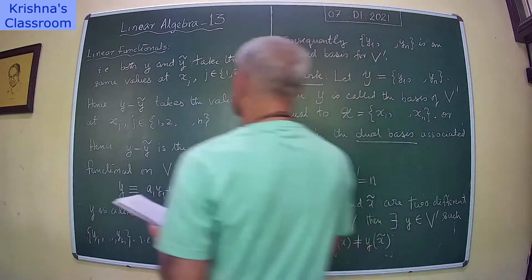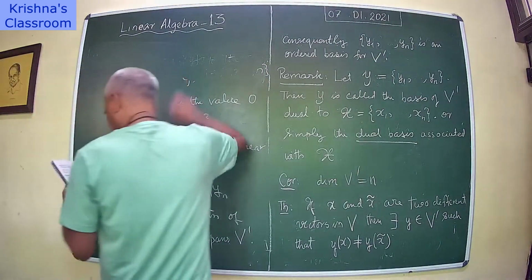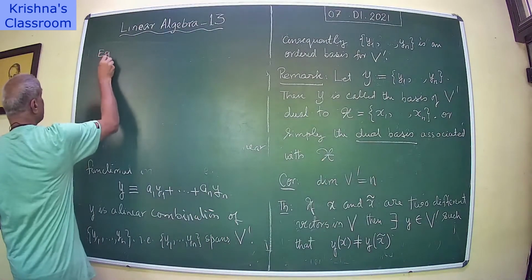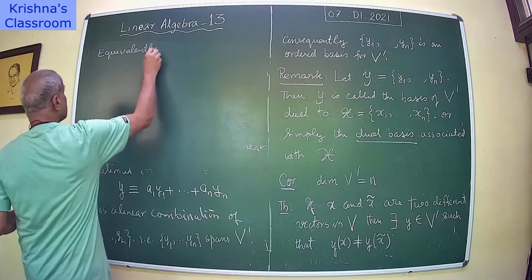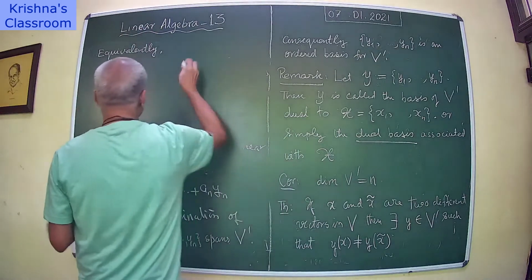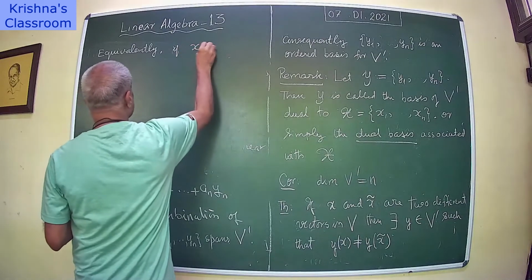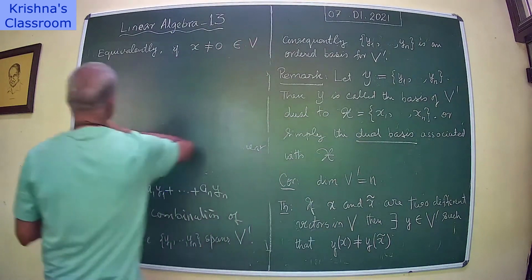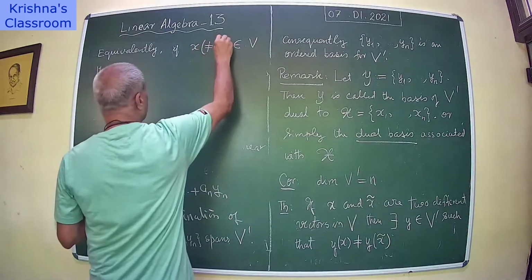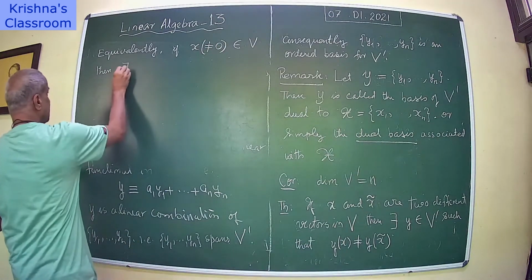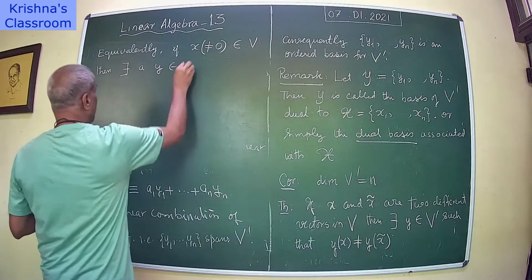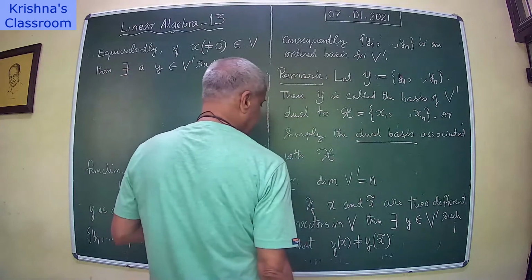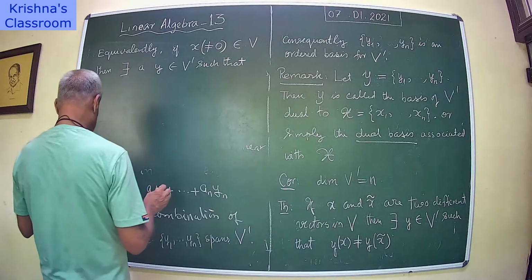Now an equivalent formulation of this result is that if x is not equal to 0 and belongs to V, then there exists a y belonging to V prime such that y of x is not equal to 0.